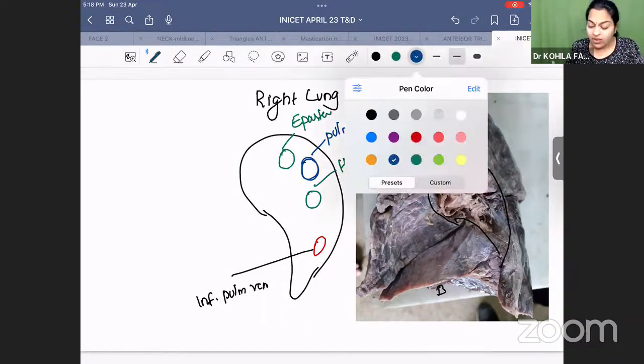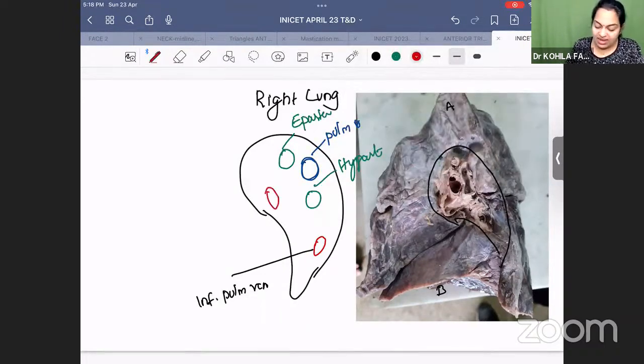There are two pulmonary veins, so anteriorly we'll have the superior pulmonary vein. So the arrangement of structures in the hilum of the right lung will be eparterial bronchus, pulmonary artery, hyparterial bronchus, inferior pulmonary vein. In the left lung, it's going to be just the artery, bronchus, and the vein.